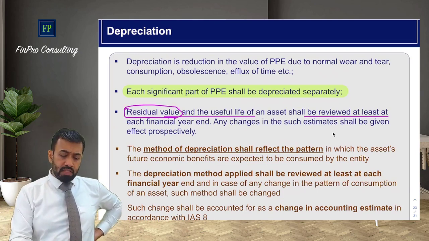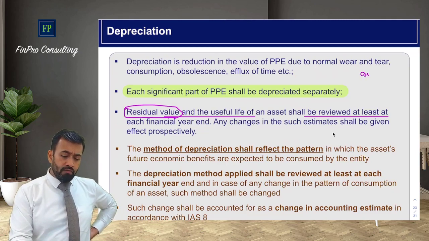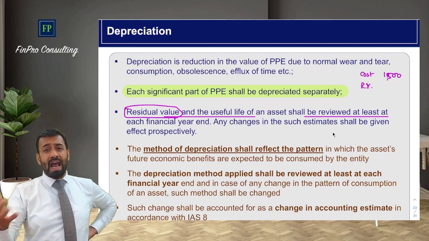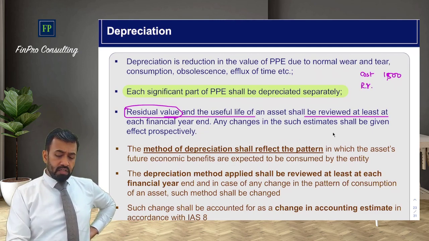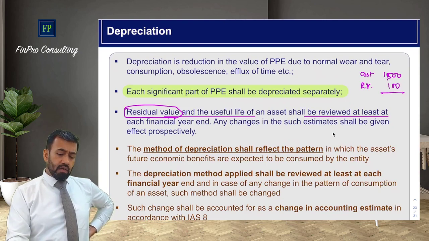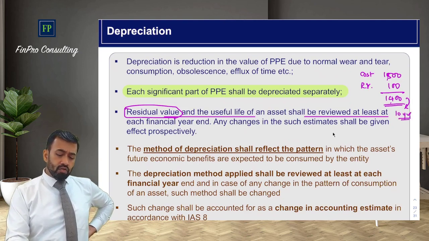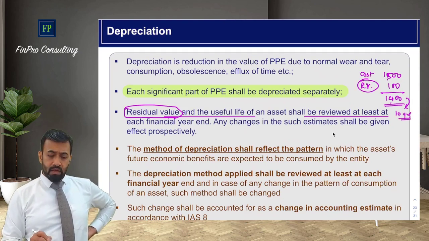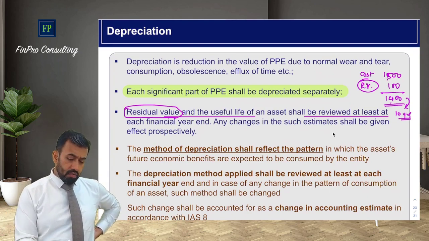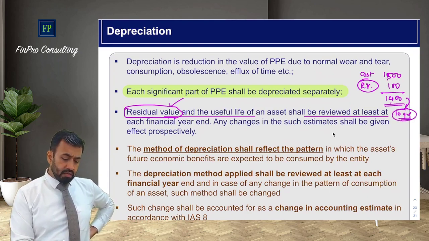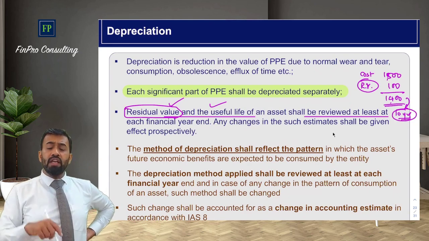Residual value is what? Let's say your cost of the asset is 1,500. After scrapping this, you will receive, let's say, 100 as residual value. Then the balance amount is depreciable. You will depreciate this, let's say, over a period of 10 years. So the residual value and useful life of 10 years are to be reviewed at each reporting date.